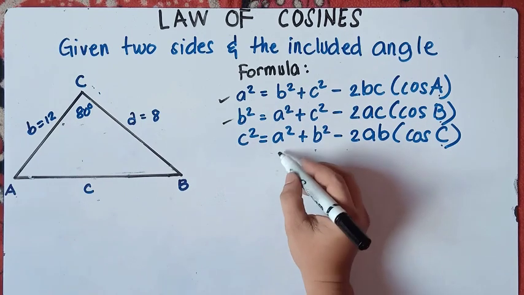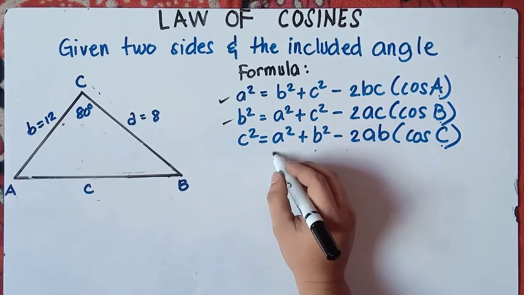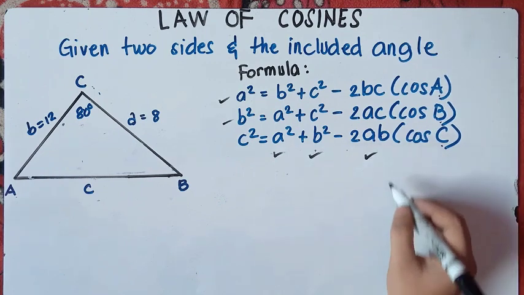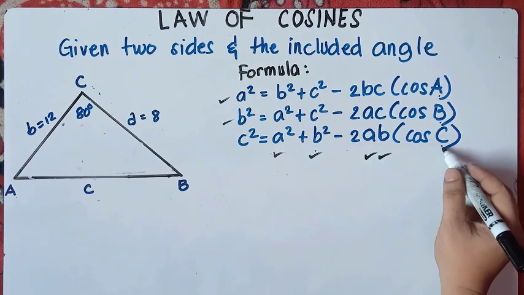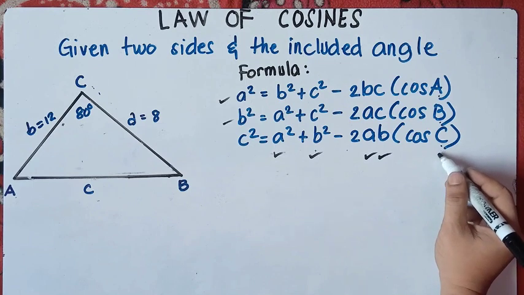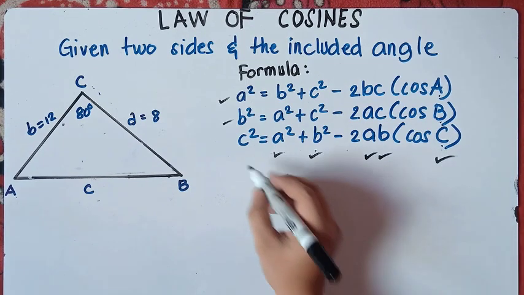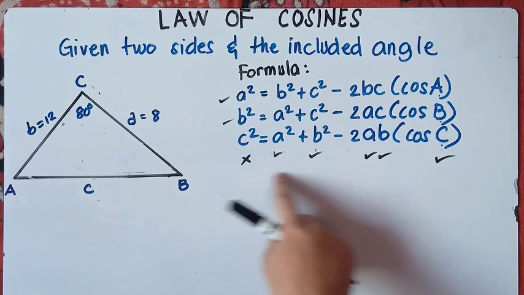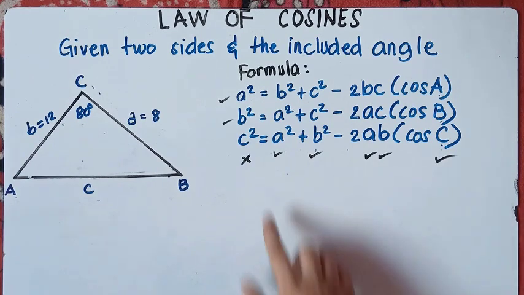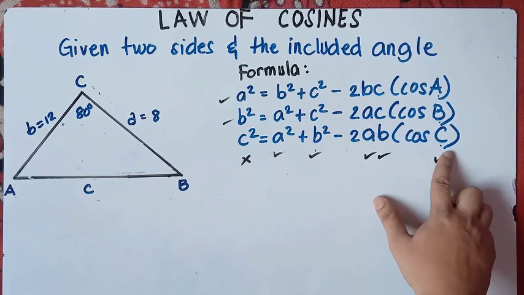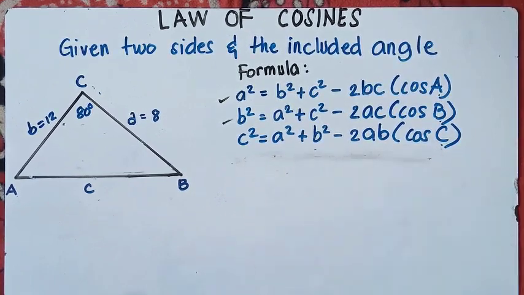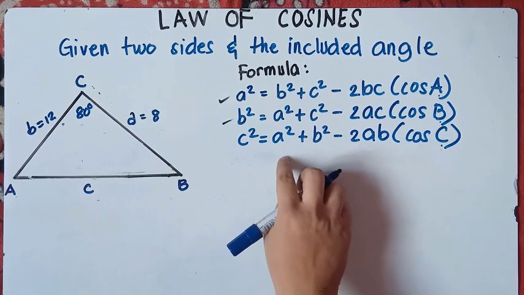Do we have a? Yes, we have a. Do we have b? Yes, we have b. And do we have angle C? Yes, we have angle C. So we only have one unknown, and if there is only one unknown, we can use this formula. Let's use this formula to find side c. Let's just substitute the values, class.